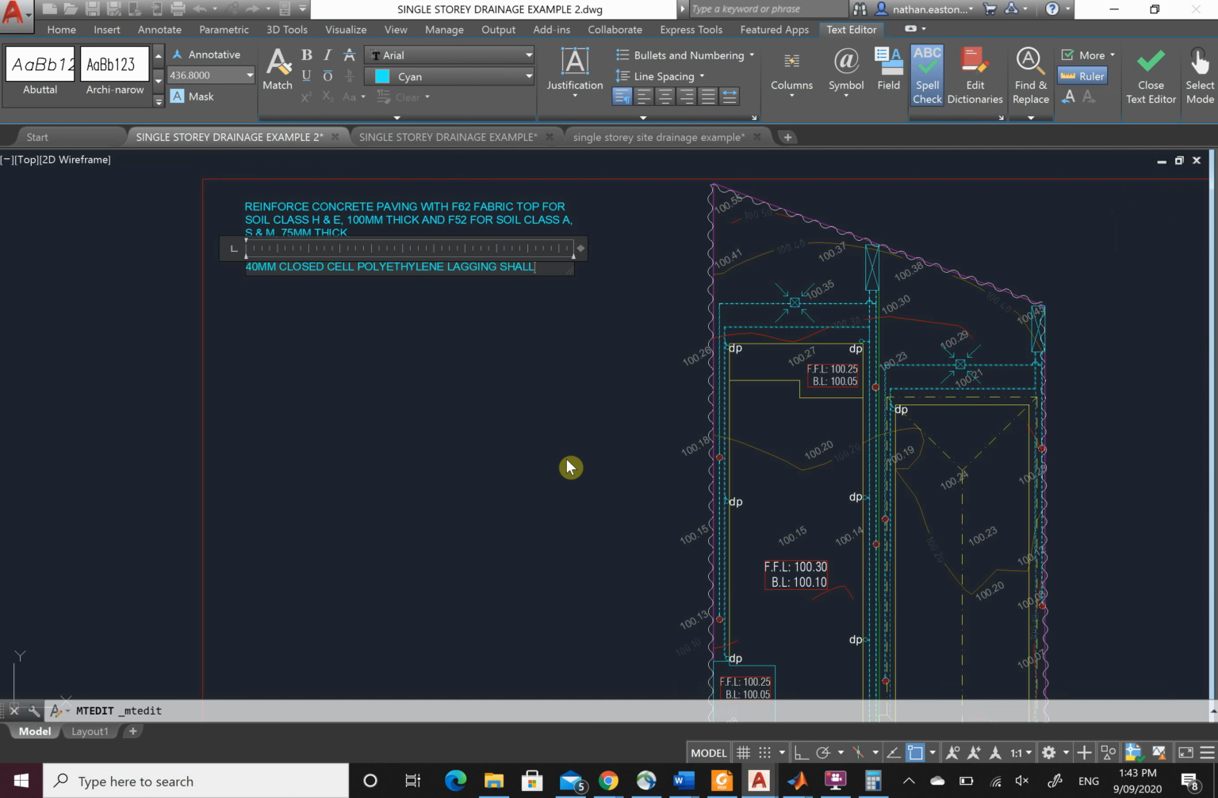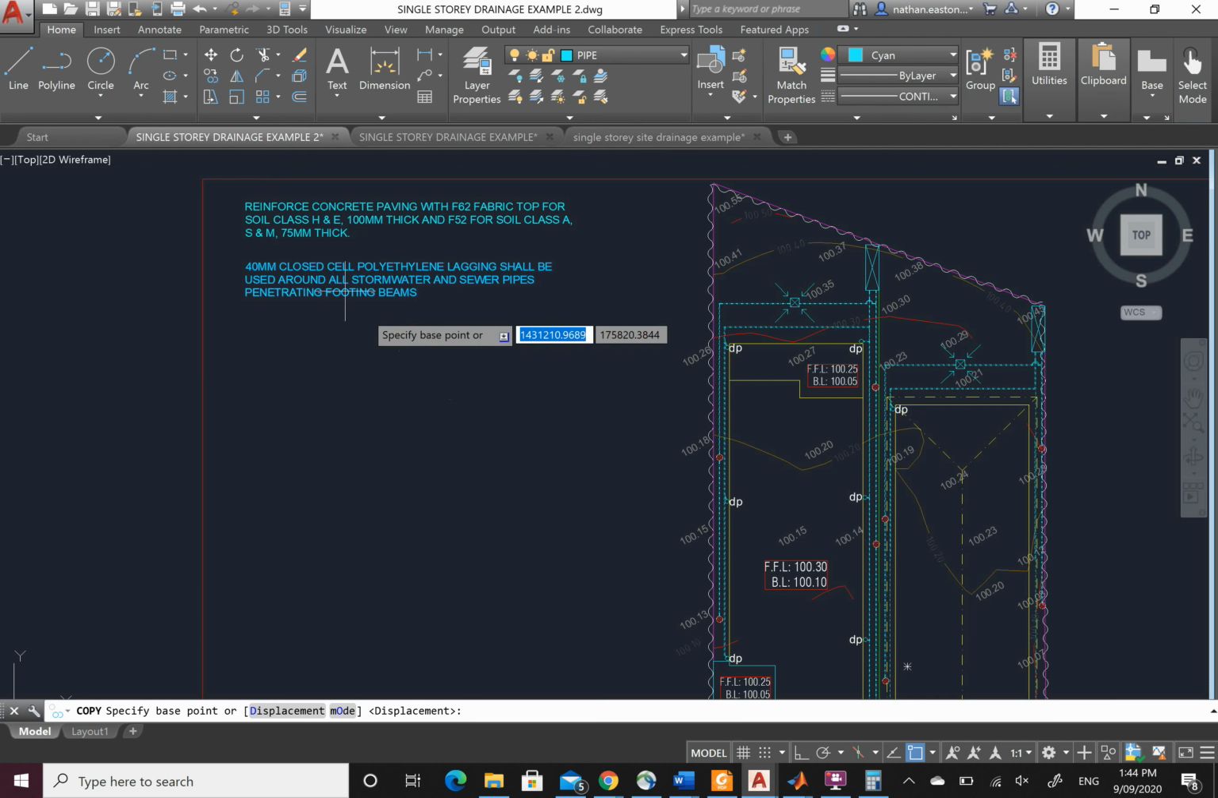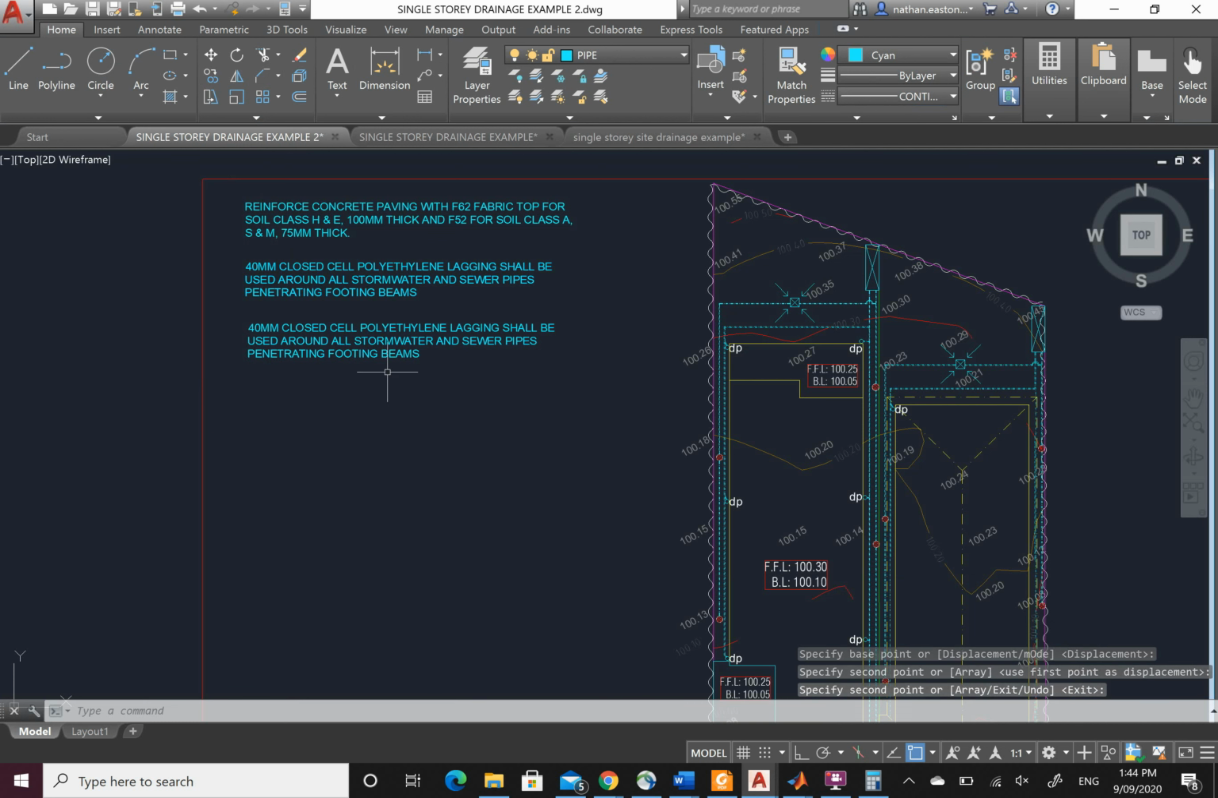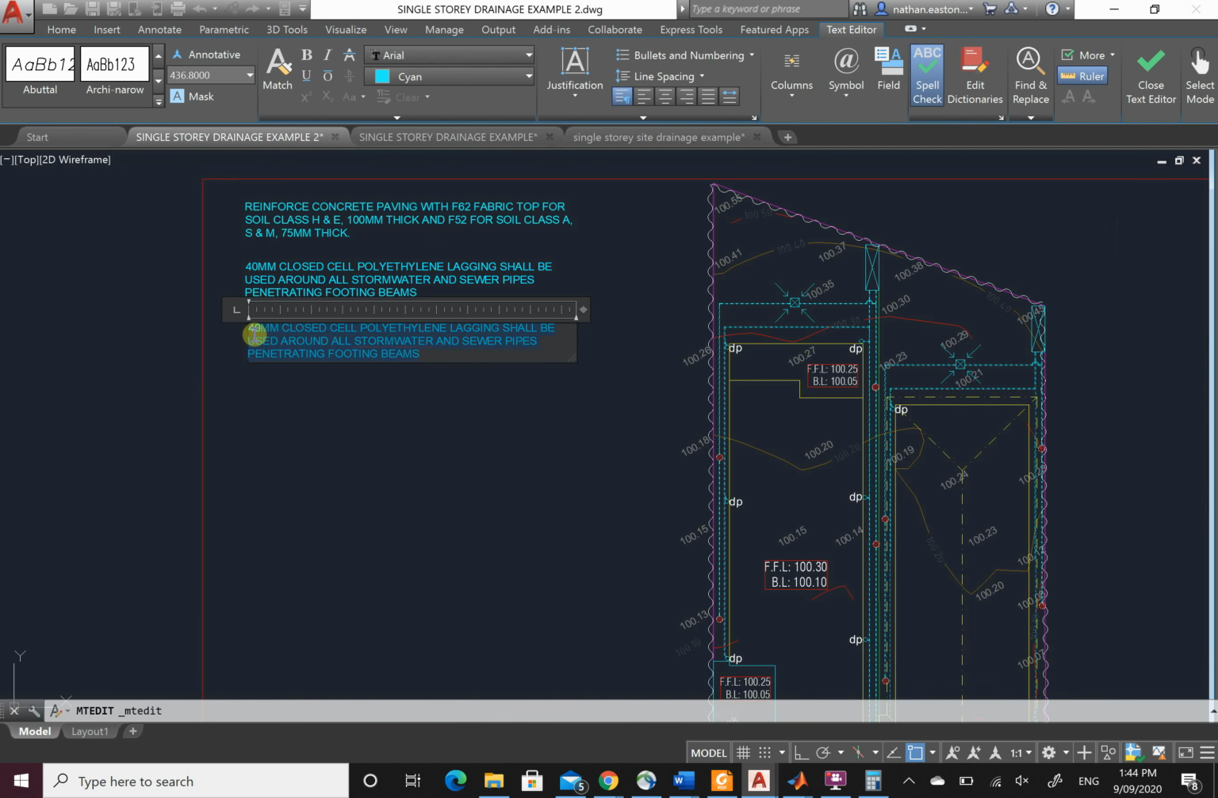Ethylene lagging shall be... so what this is, as I explained when we did our footings, when our trades penetrate the footings with their pipes, they have to wrap it with a 40 millimeter lagging tape. What that's for is to allow movement between two different materials. So if the concrete moves, shrinks, swells, or whatever, it's not going to crack the pipes. So we have to allow for that. So that is another note. All penetrations to our footings should occur at the middle third of the footing depth.